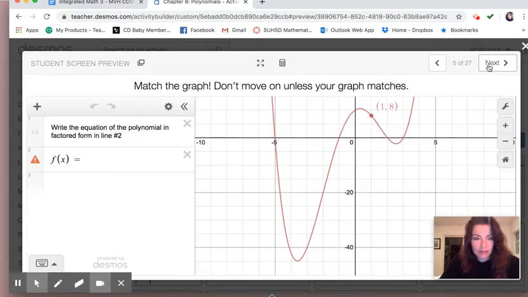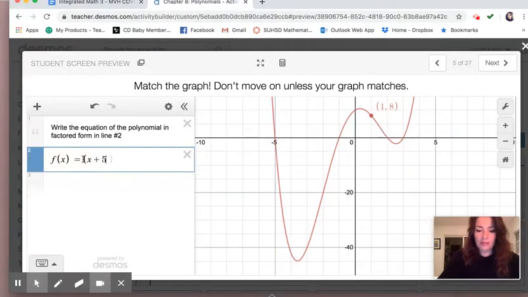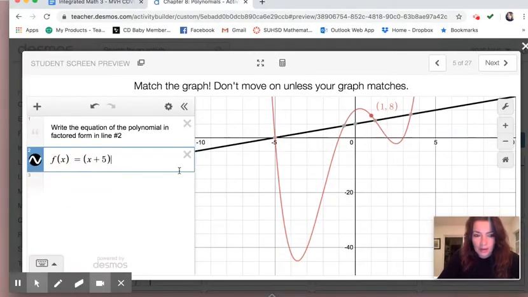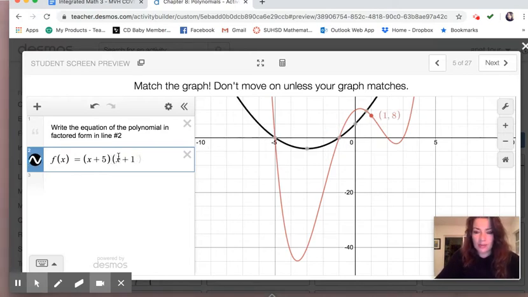Slide number 5, write the equation of polynomial in factored form in line number 2. All right, so let's see. We have an x-intercept at -5. So that just passes through. So I'm going to write x plus 5 there. And you could see that's just a line, and it's going through the point -5, so that totally makes sense.